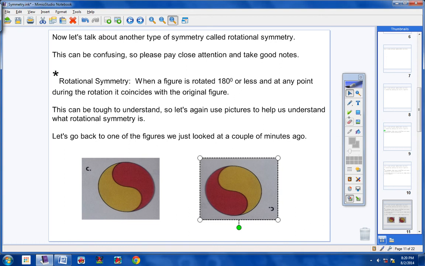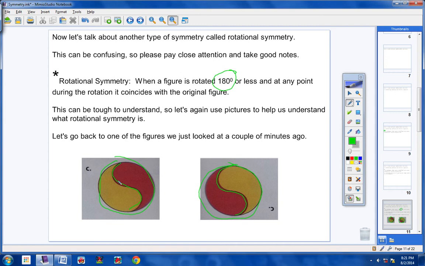No, that's perfect. So notice I have this object here. Coincides means an identical object. I have this right here. Notice this line here starts here and goes like this and goes like this. Notice the line starts here, goes like this and goes like this. So there we go. If I can take an original figure and rotate it 180 degrees or less, and at any point along that rotation the figure looks like the original figure, then I have rotational symmetry.